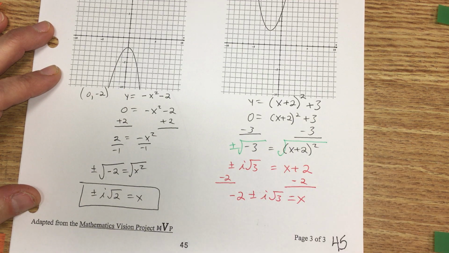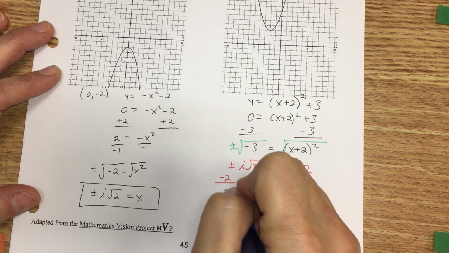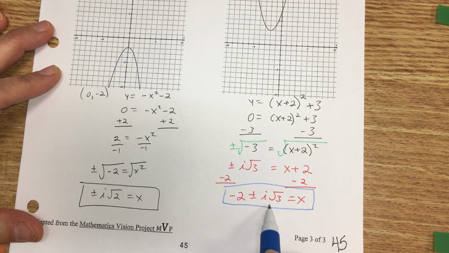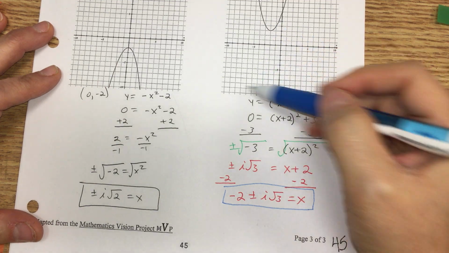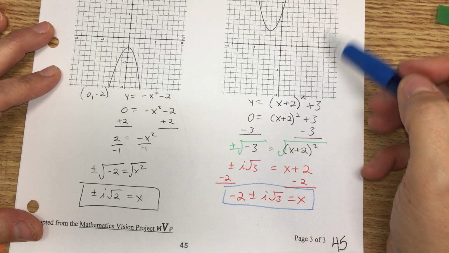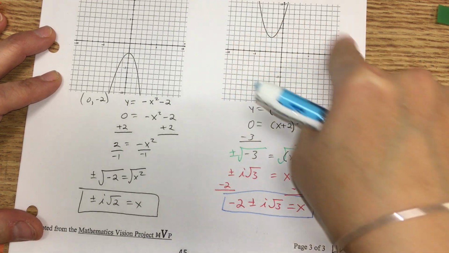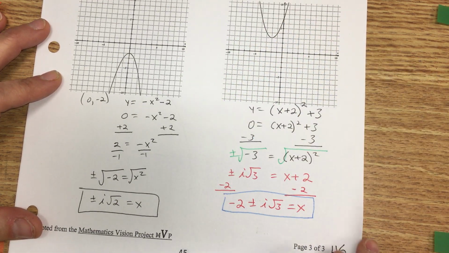So my graph has complex zeros. The complex zeros have a real component and an imaginary component, but I don't see them on the graph. Even though there's a real component, the imaginary component means it's not going to show up on my real axis.